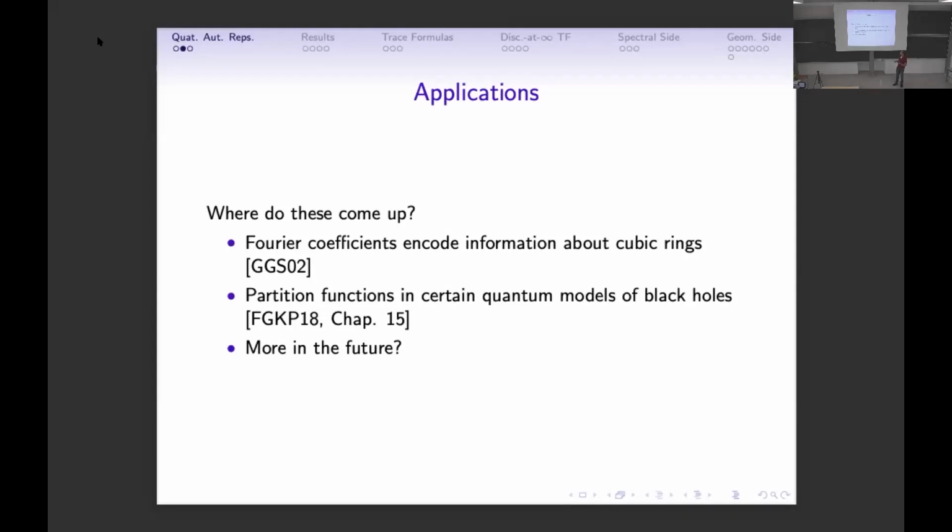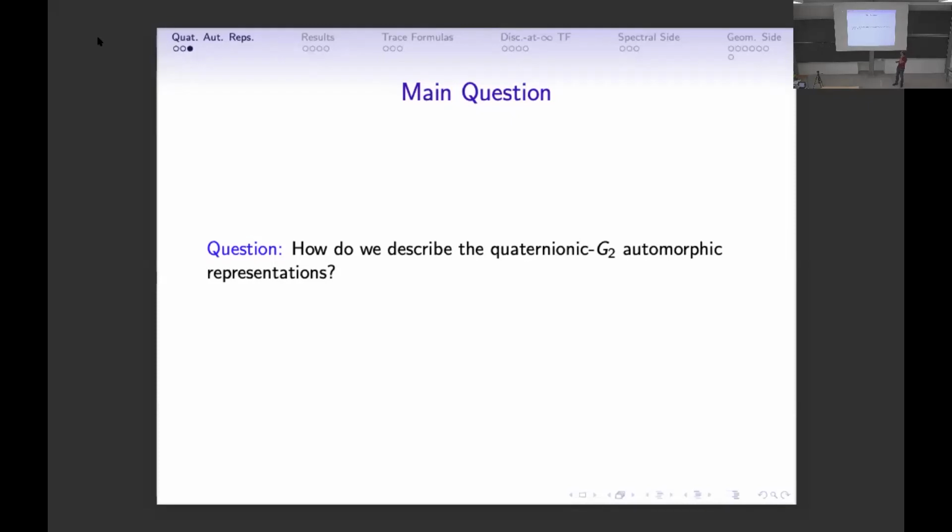So that might be why you care about them. What exact question are we going to look at? So maybe a first question we can ask is, how do we describe quaternionic discrete series or quaternionic G2 automorphic representations? And maybe we can ask the simplest possible question: can we count them with some local conditions? So this counting problem, this description, is what we're going to focus on.